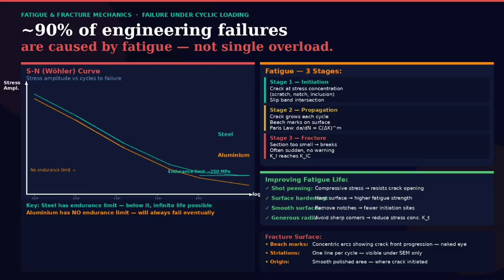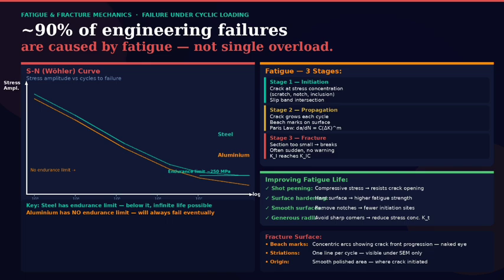Aluminium has no endurance limit. It will eventually fatigue at any stress level. This is a critical design difference. Fatigue happens in 3 stages. Stage 1, crack initiation. A microscopic crack nucleates at a stress concentration, a scratch, notch, inclusion, or surface defect.